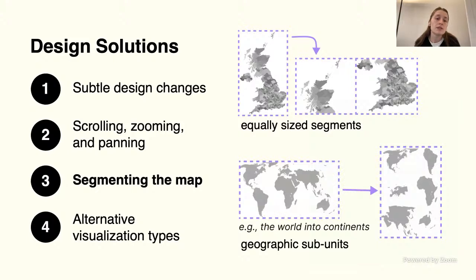The other option is to use geographic subunits. So for example, on a world map, you could separate it into continents and then rearrange the continents however you want to match your screen that you want to display this on.